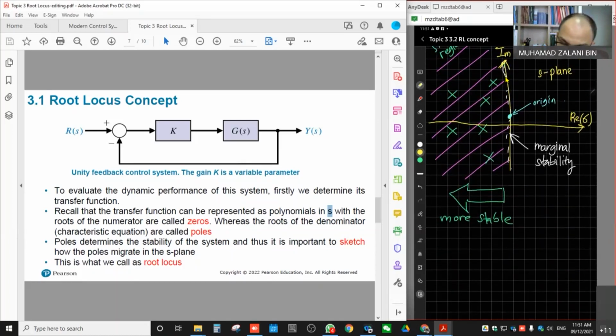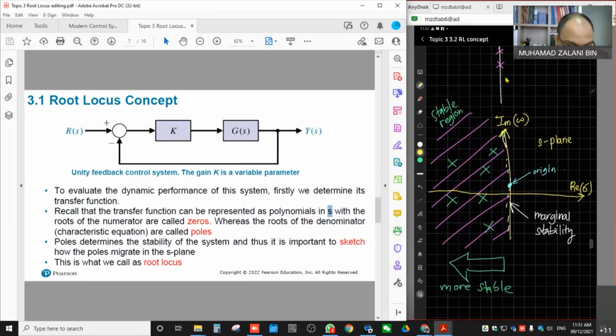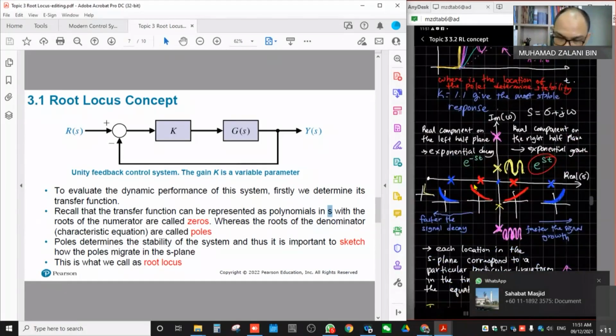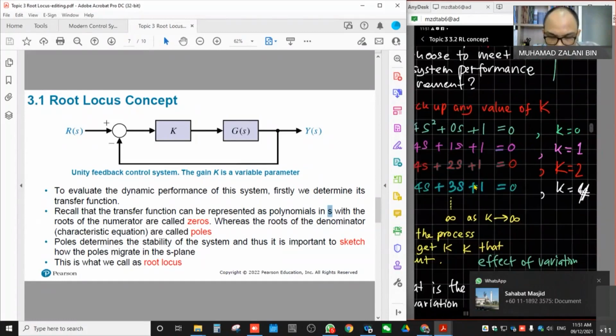So, kalau sebelah kiri tu adalah stable region. So sebelah kanan adalah unstable region. Okay, jangan tersalah. So imaginary axis, real axis, stable region, marginal stability, origin. So we would expect that our system is stable enough if we find that our root location or root locus is concentrating on the left half plane of the S plane, left half area of the S plane. Okay. So I think it's already finished for our discussion here about topic 3.